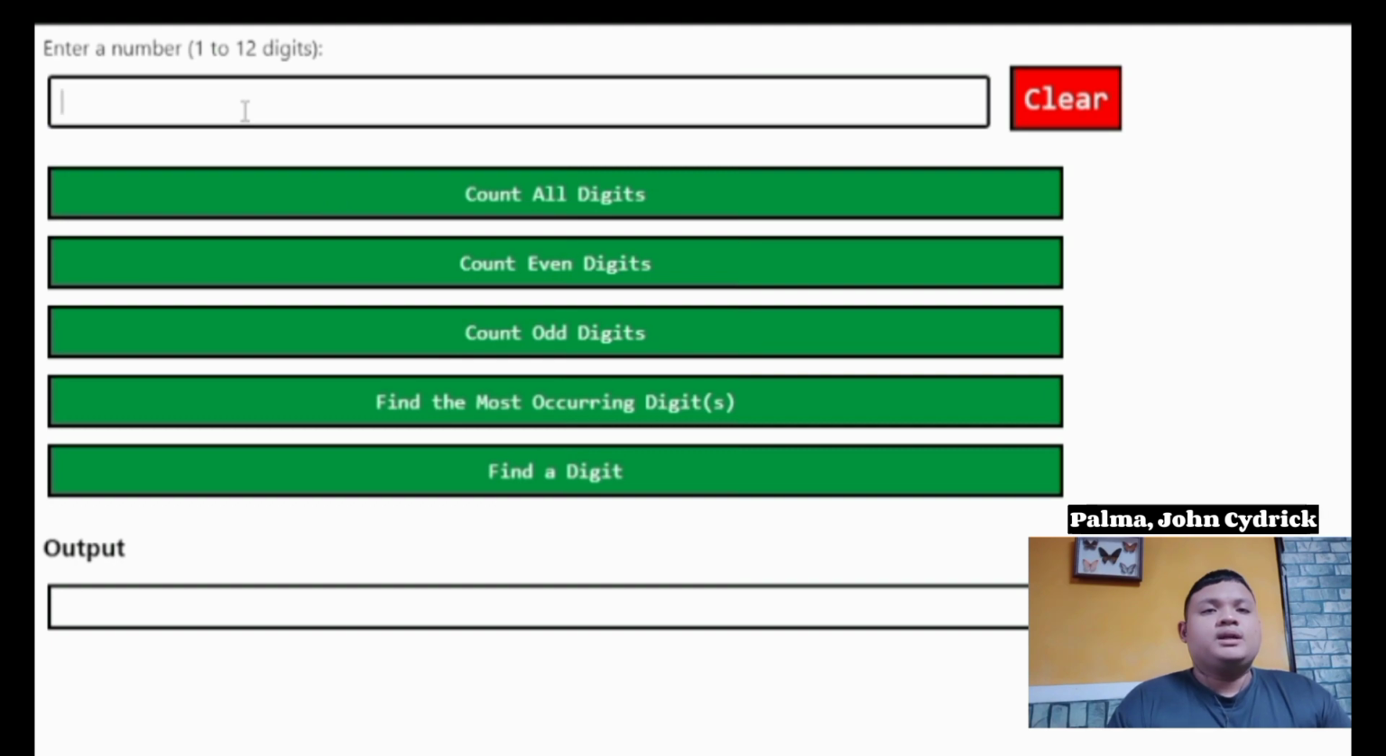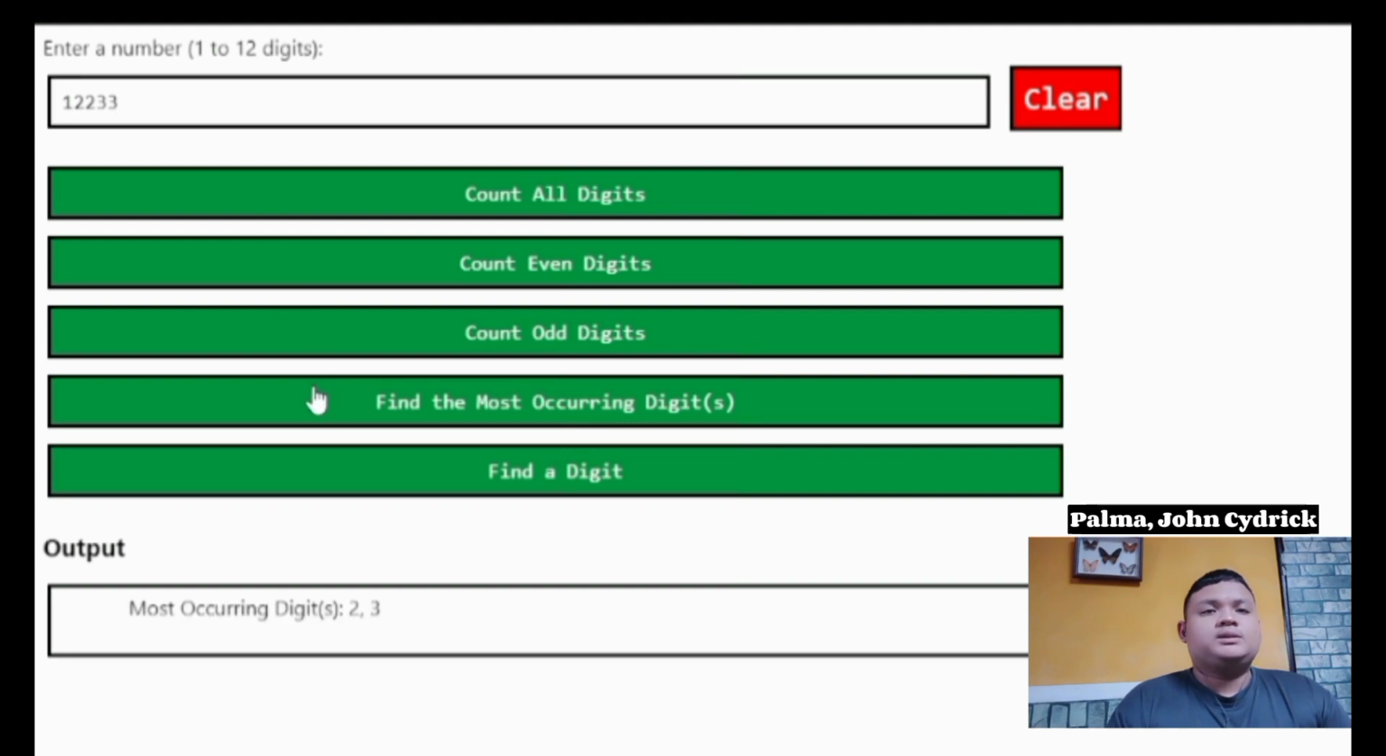For example, here we enter 1, 2, 2, 3, 3. If I click the button, in the output it will display the 2 digits that are repeated. If we enter 1, 2, 2, 3, 3, 4, 4, 4 and click again, the output will display the most occurring number, which is 4. If we enter 1, 2, 3, 4, 5, the output will display all numbers that occurred once.